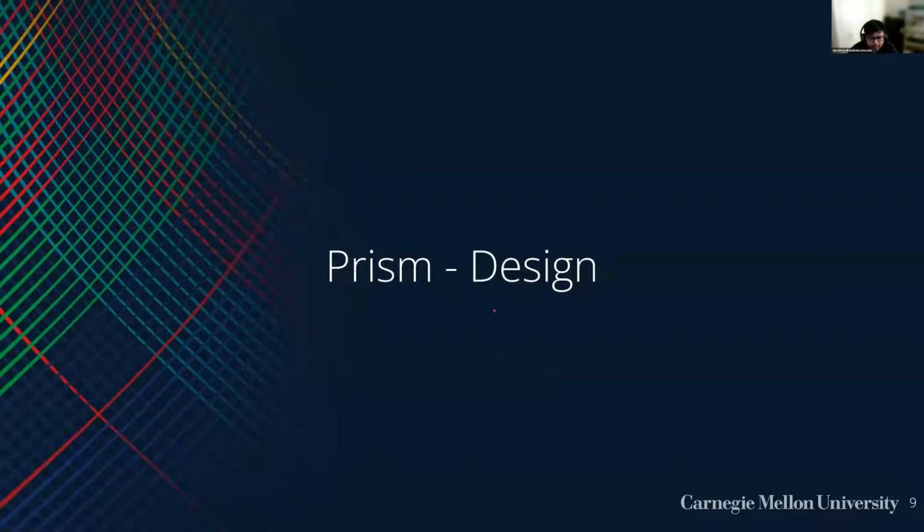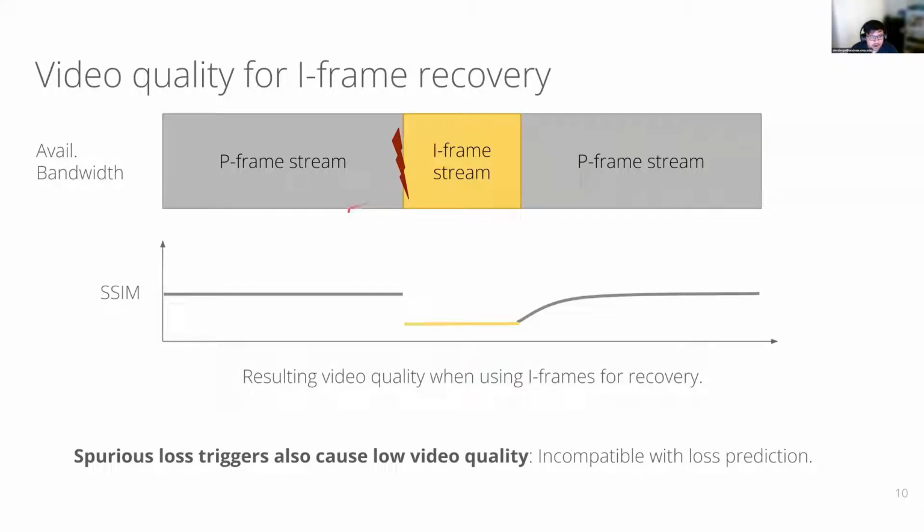So now that we have some high-level background on video compression, let's talk about the design of Prism. So consider a scenario in which we are using iframes for recovery. Originally you have a p-frame stream, the video quality is high, at the steady state p-frame video quality.